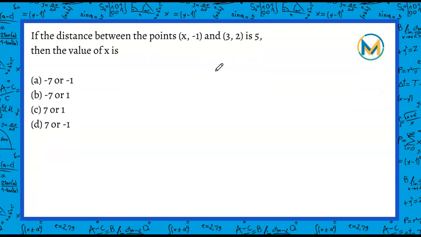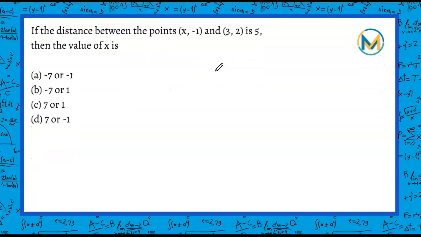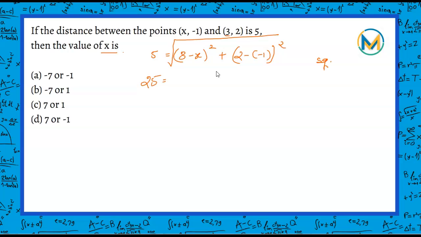The next question: if the distance between the points (x, -1) and (3, 2) is 5, find the value of x. So the distance is 5, it will be the square root of (3 minus x) the whole square plus (2 minus minus 1) the whole square, inside the root. We'll square both sides, not square root, so it becomes 25.